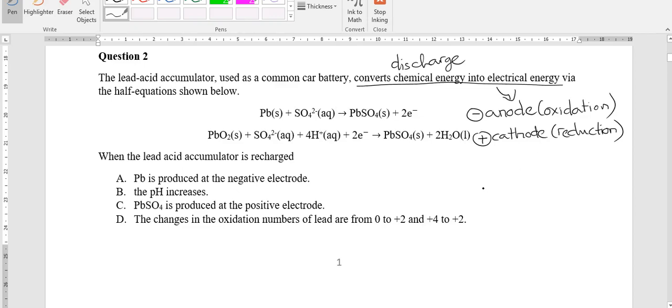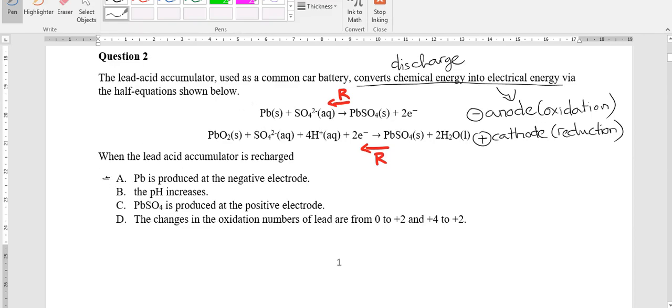When the cell recharges, we are looking at the back direction. So both reactions will be reversed. Now I'm just going to change the color just to show. So the back direction is recharge. When the lead acid accumulator is recharged, the first one, lead is produced at the negative electrode. Now that's correct. The negative electrode of discharge is still negative during recharge, but the reaction that happens now is reduction and it becomes a cathode. But lead is indeed produced.